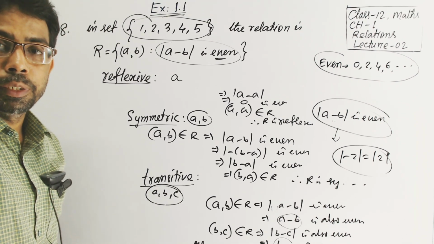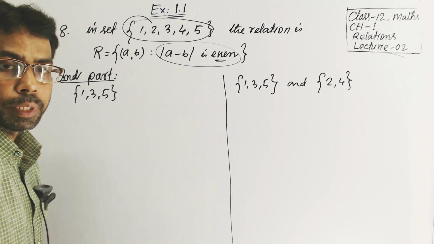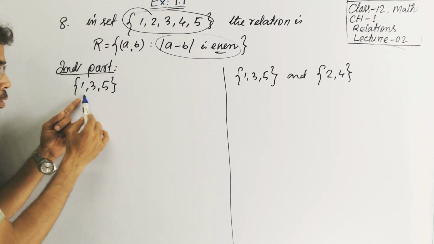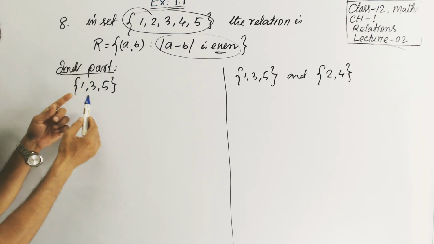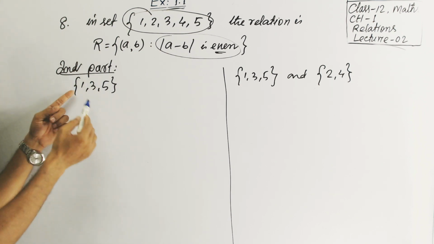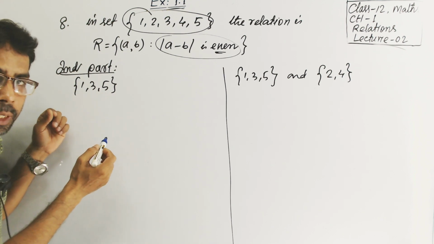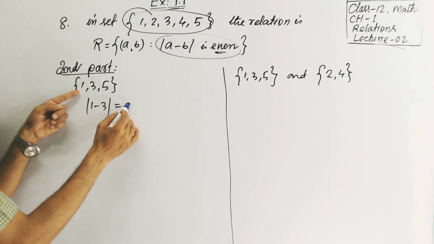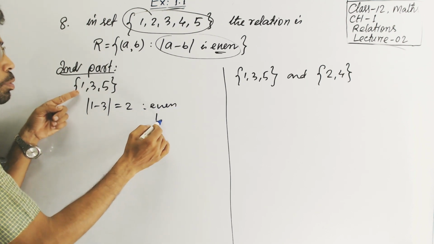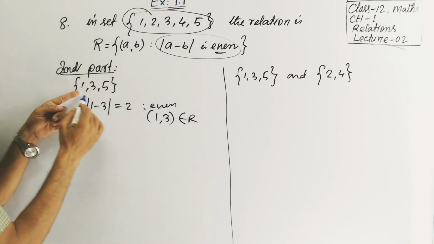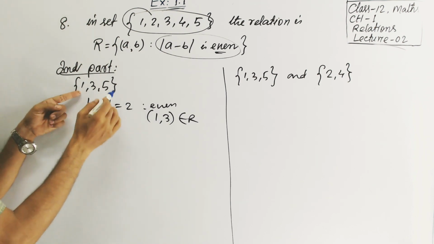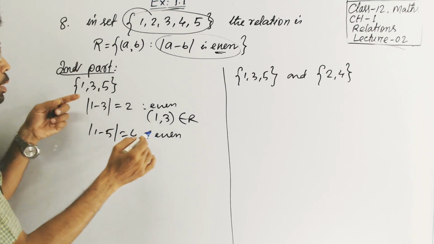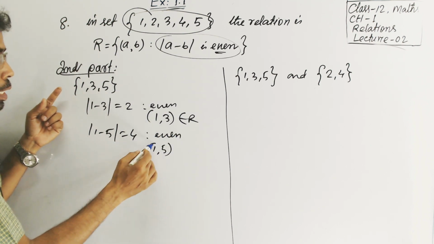In the second part, we have to show that each element of this set is related to each other. That means 1 is related to 3, 3 is related to 5; we have to prove that every element is related to every other element. Now if we take 1 and 3 and take the modulus, modulus of 1 minus 3 is 2, it is even. That means the pair 1, 3 is related. Now if we take 1 and 5, 1 minus 5 modulus is 4, which is also even.